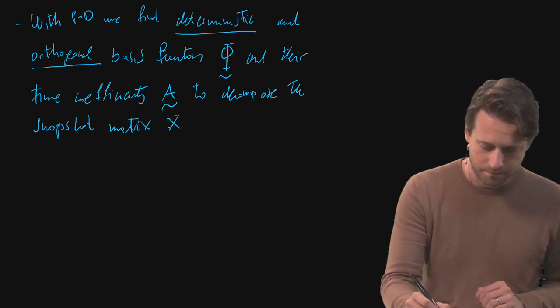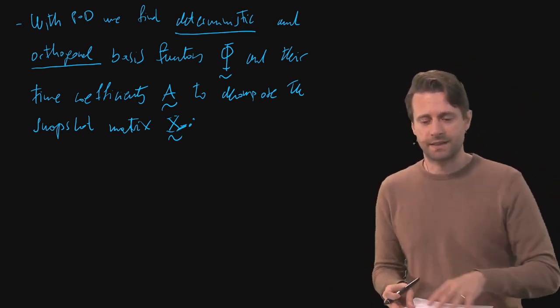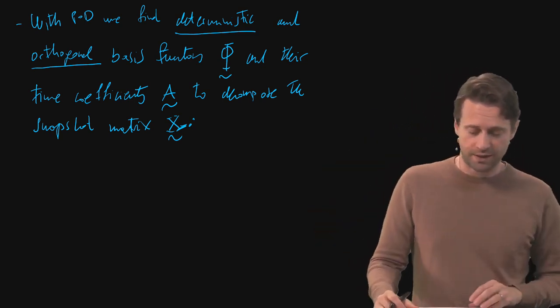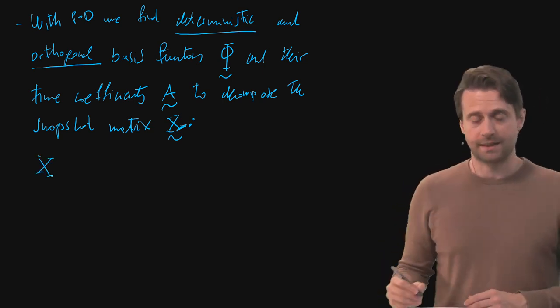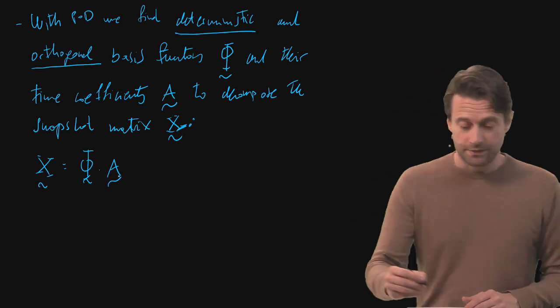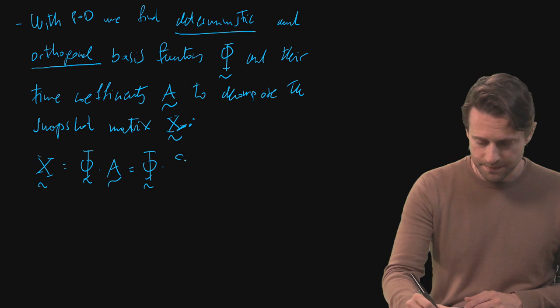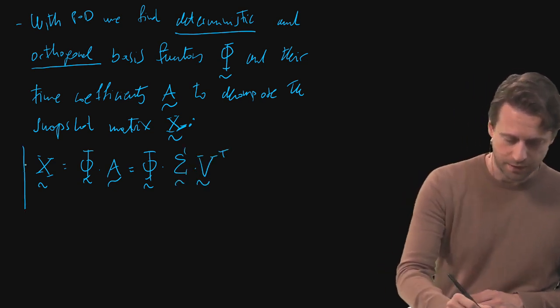Okay, the snapshot matrix is basically the data matrix that we have been talking about, which contains in its columns all the snapshots, the Nt number of snapshots with Nx resolution in space. So basically what we want to do is to write our snapshot matrix X as a function of these spatial functions and these coefficients in time. This can be further expanded as follows: phi times capital sigma times V transpose. Okay, this is very important.